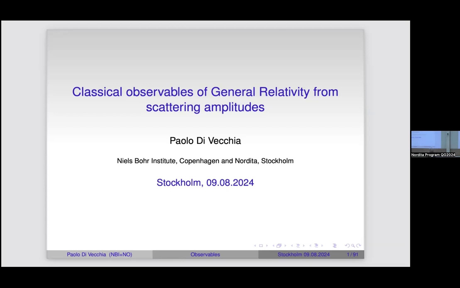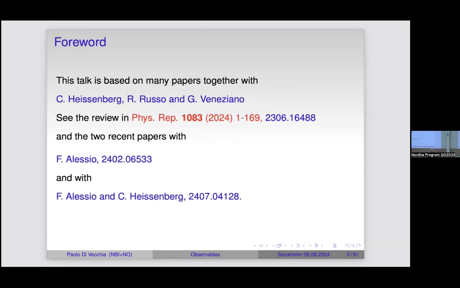So how do we extract classical observables in general relativity using scattering amplitudes? What I'm going to talk about is mostly in the many papers that I wrote with Carlo Heissenberg, Rodolfo Russo, and Gabriele Veneziano, and there is now a review in Physics Reports that appeared a few months ago. And I will talk also about two more recent works, with Francesco Alessio and with Carlo Heissenberg.